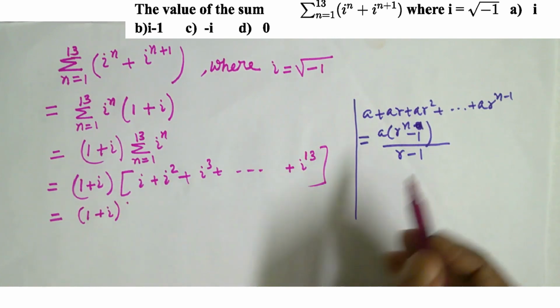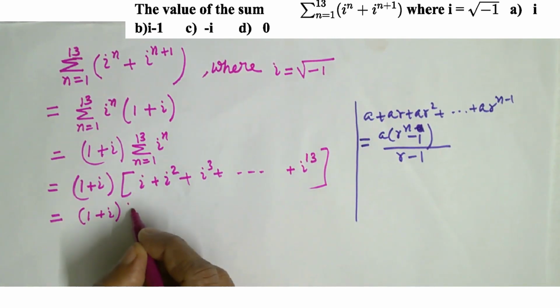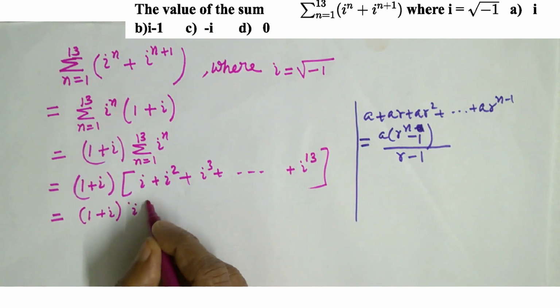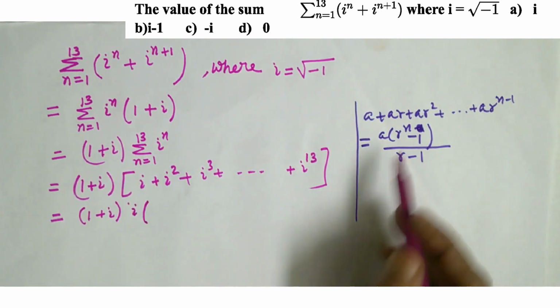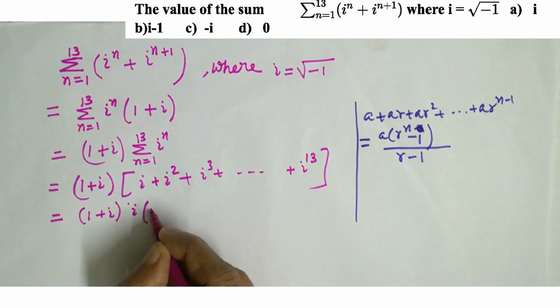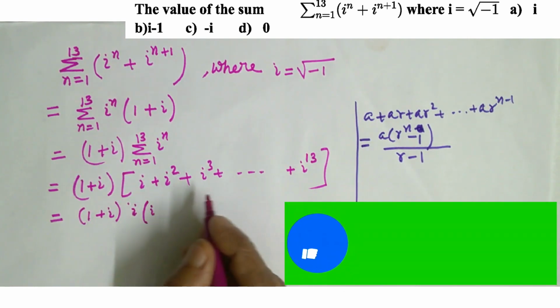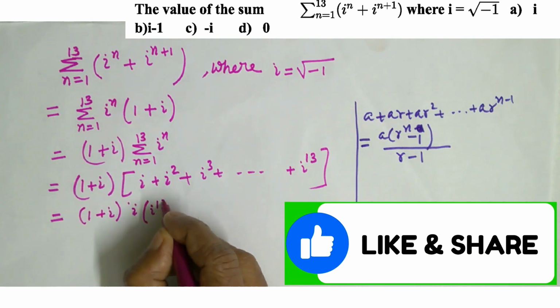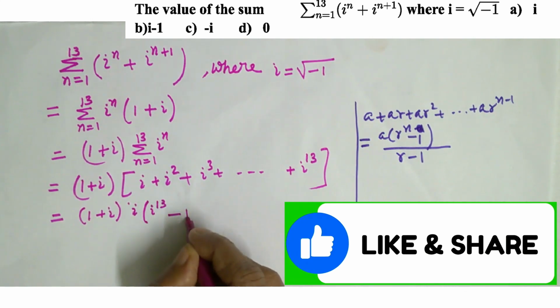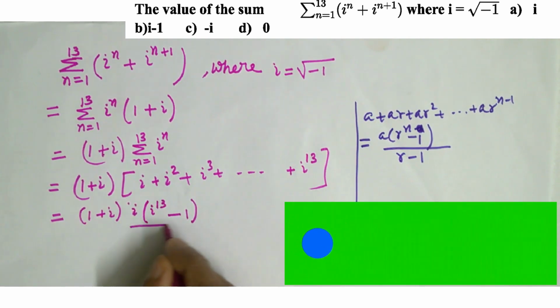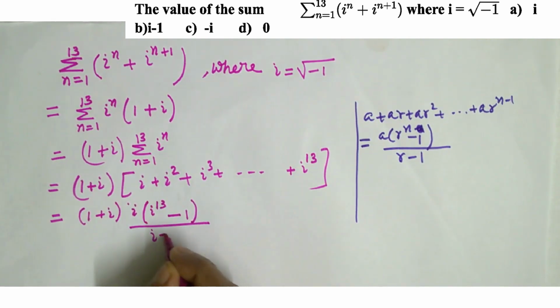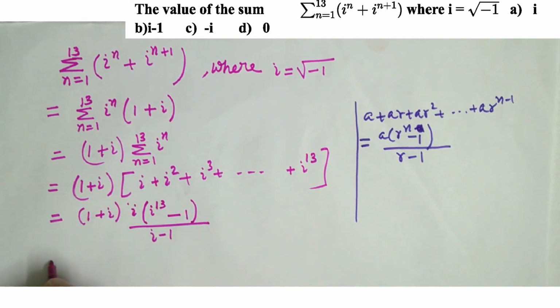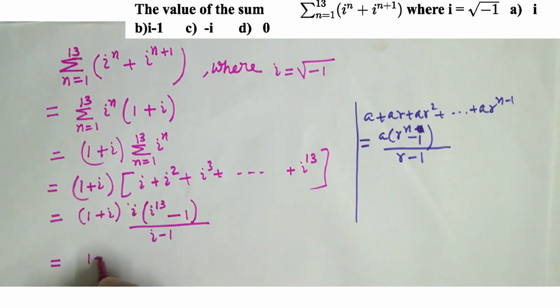So, as per this formula, what will we write? i into, here r is i, to the power n means 13, minus 1 by i minus 1. Now next step, 1 plus i into i.